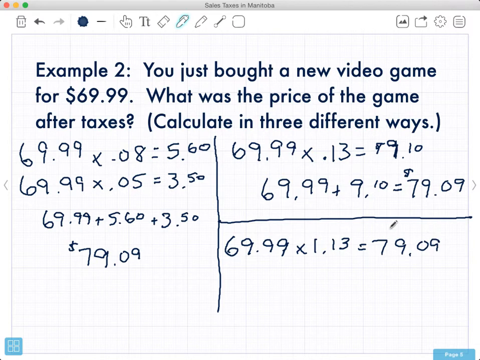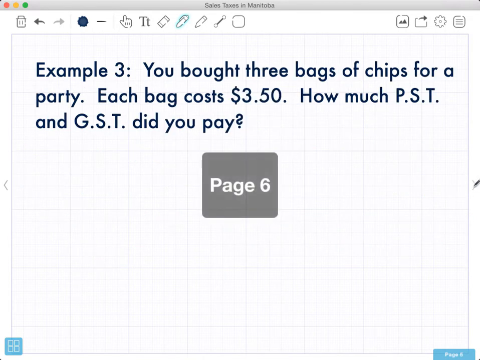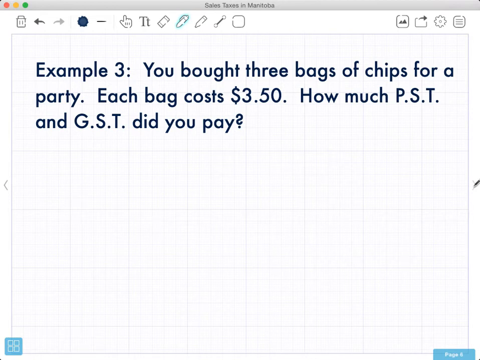If you do that on your calculator, you get directly to $79.09, which was the cost of the game after taxes. There's no need to do the add-on step if you use this method. Again, before you use this method, check with your teacher to make sure that that's allowed. The only drawback to this method is you don't know then how much tax was paid, as we'll see in the next example.